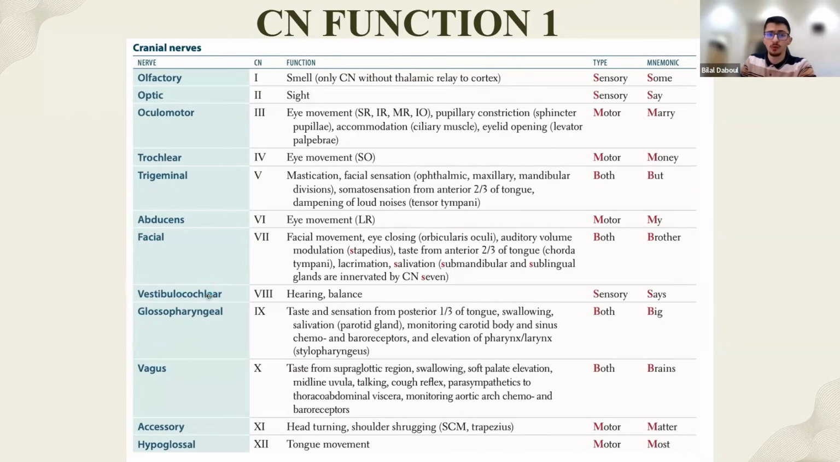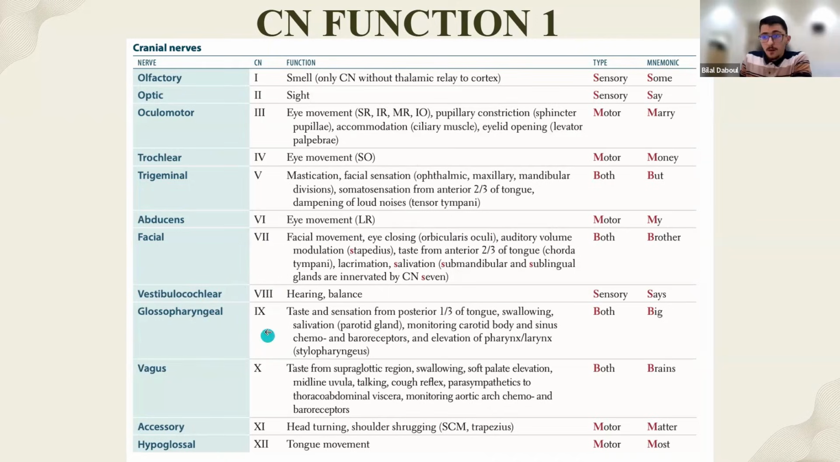The cochlear division is very simple. It's hearing function. So if I damage the vestibulocochlear nerve, I would expect dizziness, so vertigo, and also deafness or hearing loss simply. Again, it's purely sensory. It's a special sense because it connects to the inner ear, which is a specialized structure.